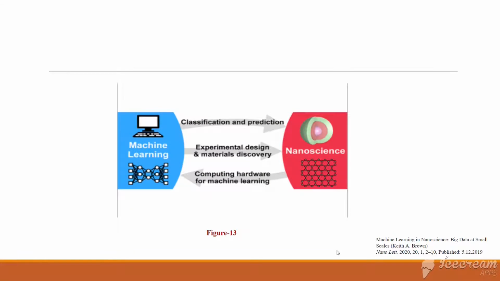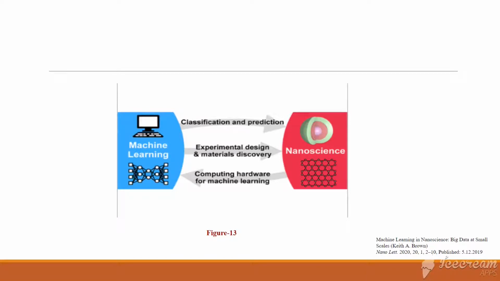In this mini review, they highlight some recent efforts to connect the communities of machine learning and nanoscience by focusing on three types of interaction. Firstly, the use of machine learning to analyze and extract new insights from large nanoscience datasets.